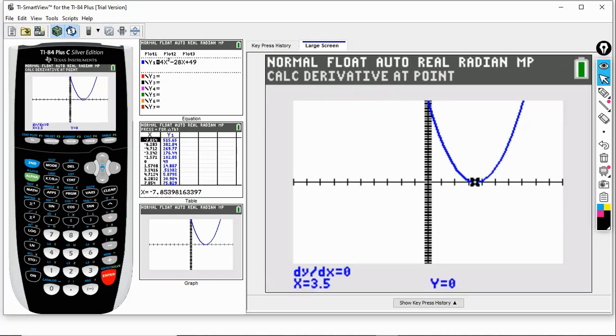So at 7/2, the derivative is 0. As we witnessed before, we got 0 there as well. Notice that at 7/2, which is right here, 3.5, we have a horizontal tangent, which means that the derivative is 0. In this case, it is a minimum.